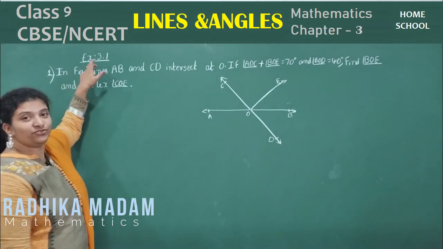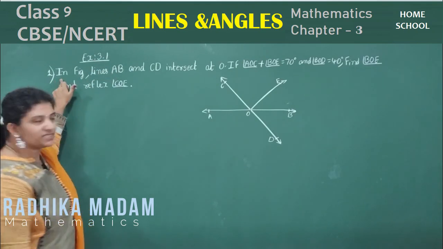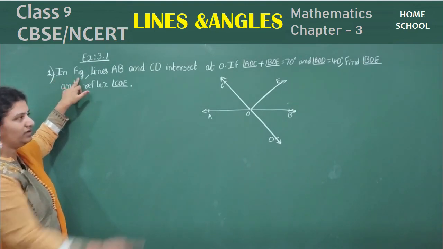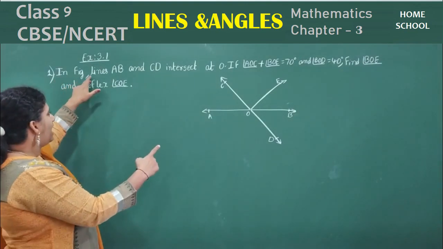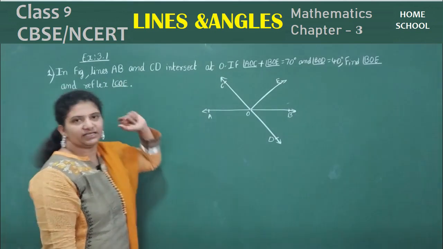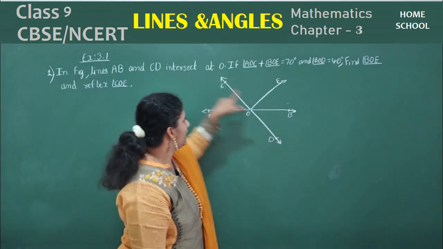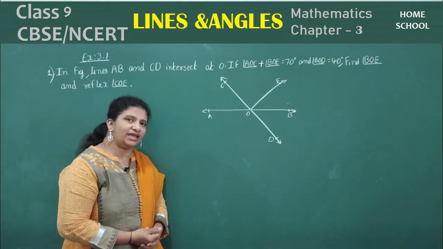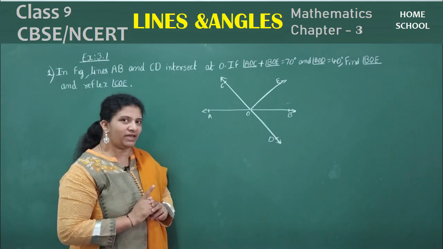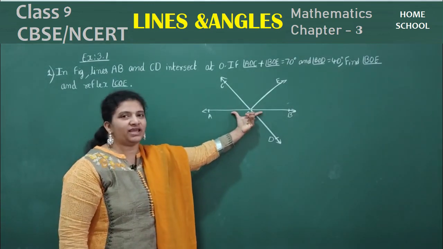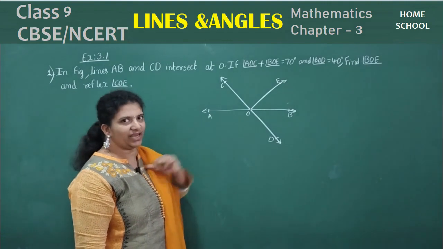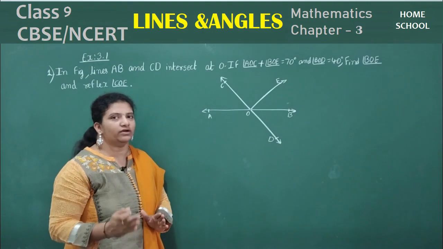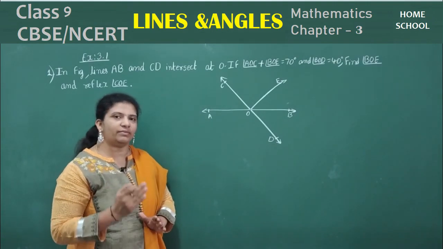Your exercise number 3.1. Your first problem: in the figure, can you see the lines AB and CD? AB and CD are the two lines. Then what will be the angle of the line? Yes, it is a straight angle. It will be 180. The AB line is 180 and the CD line is 180. Just recollect all those. When I talk about acute, it is less than 90; a straight line will be 180 like this.